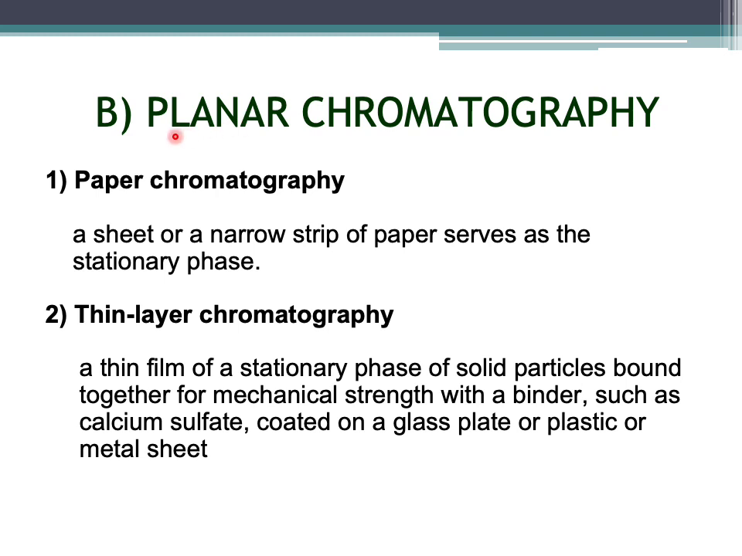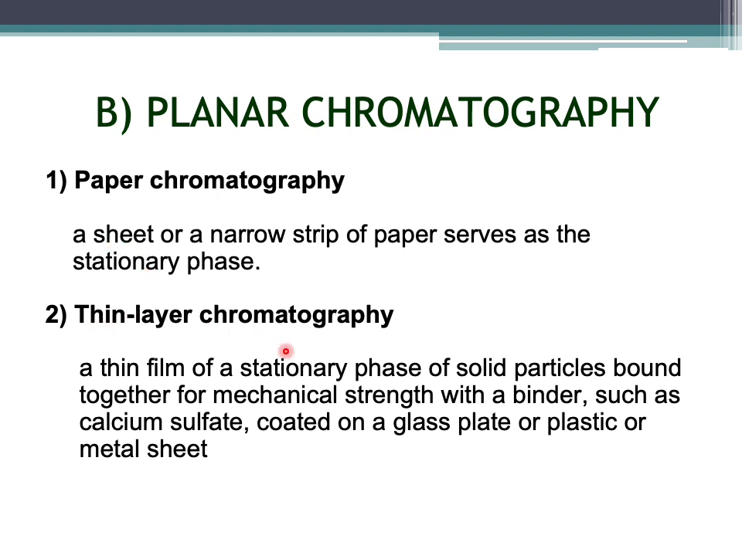Okay, for the second type of chromatography based on the separation technique, it is planar chromatography. So planar chromatography can be divided into two types. The first one is paper chromatography, and the second one is thin layer chromatography. For paper chromatography, a sheet or a narrow strip of paper serves as the stationary phase. So we use a paper as a stationary phase.